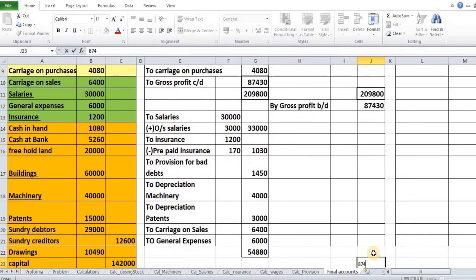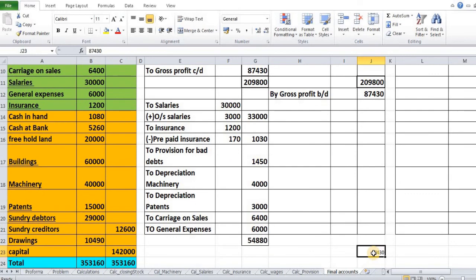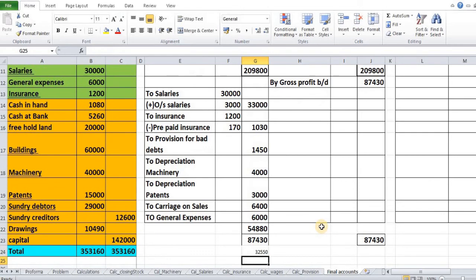Here also we have the highest amount on the credit side, that is 87,430. So we'll mention 87,430 on both the sides. Now we'll deduct the debit side total amount from the credit side total amount, that is 87,430 minus 54,880. We'll get 32,550. Now we'll mention 32,550 in the outer column on the debit side.